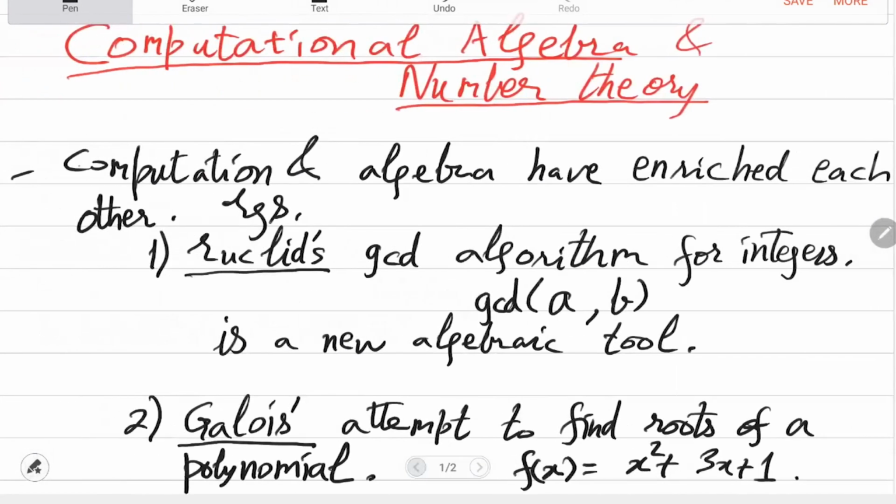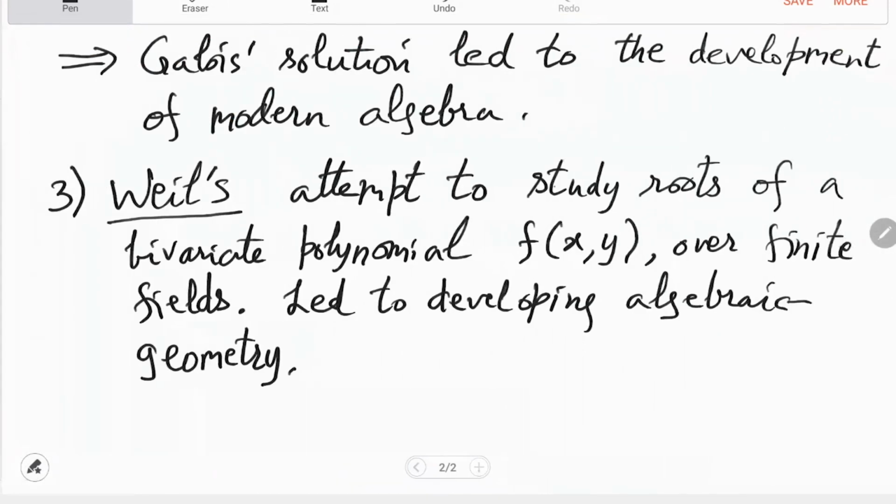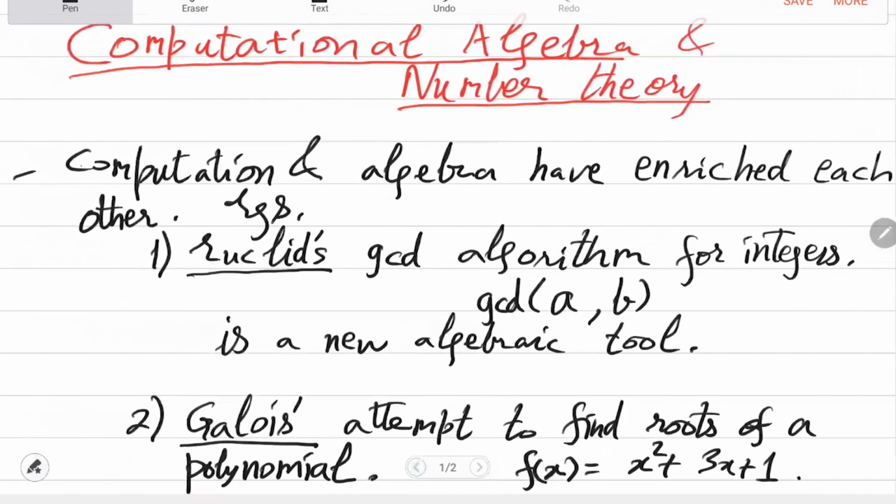So these are the 3 examples. Euclid's algorithm; Galois, you can say, the formula, or the impossibility of a formula to find roots of a univariate polynomial; and third, what can you say about the root structure of multivariates over finite fields, say. So you can think of these as actually original questions, and in modern terms it's all about algorithms.